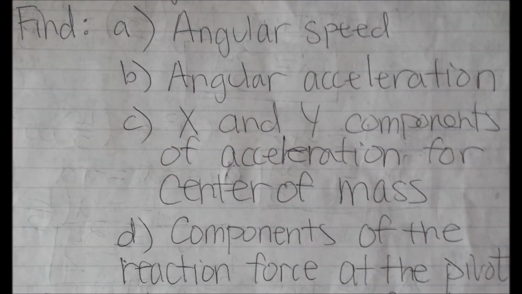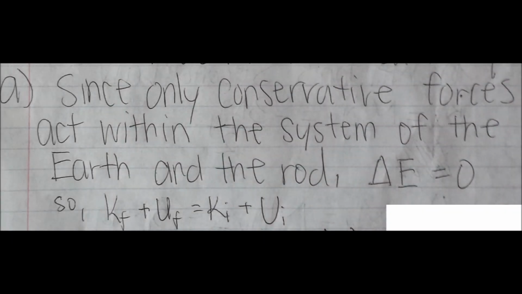You are to find in Part A the angular speed, in Part B the angular acceleration, in Part C the x and y components of acceleration for the center of mass, and in Part D the components of the reaction force at the pivot. For Part A, since only conservative forces act within the system of the Earth and the rod, the change in energy is equal to 0.